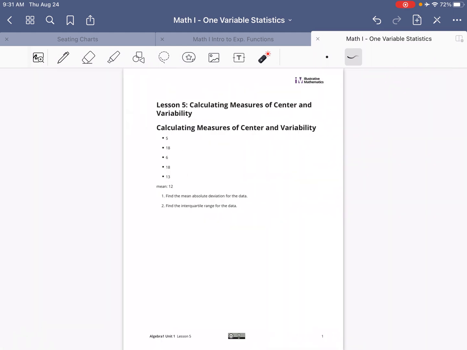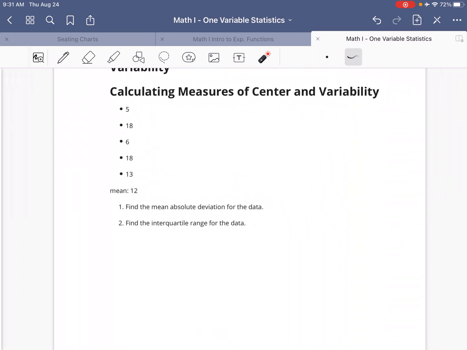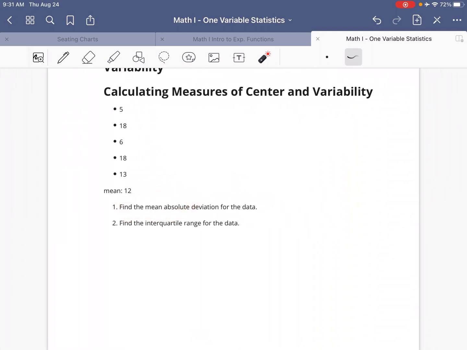So on this, you want to calculate the measures of center and measures of variability. Find the mean absolute deviation. Find the IQR. It already tells you the mean, so you don't have to worry about that. But you can use Desmos, or you can write out the numbers in order and find Q1 and Q3 and however you want to do it.